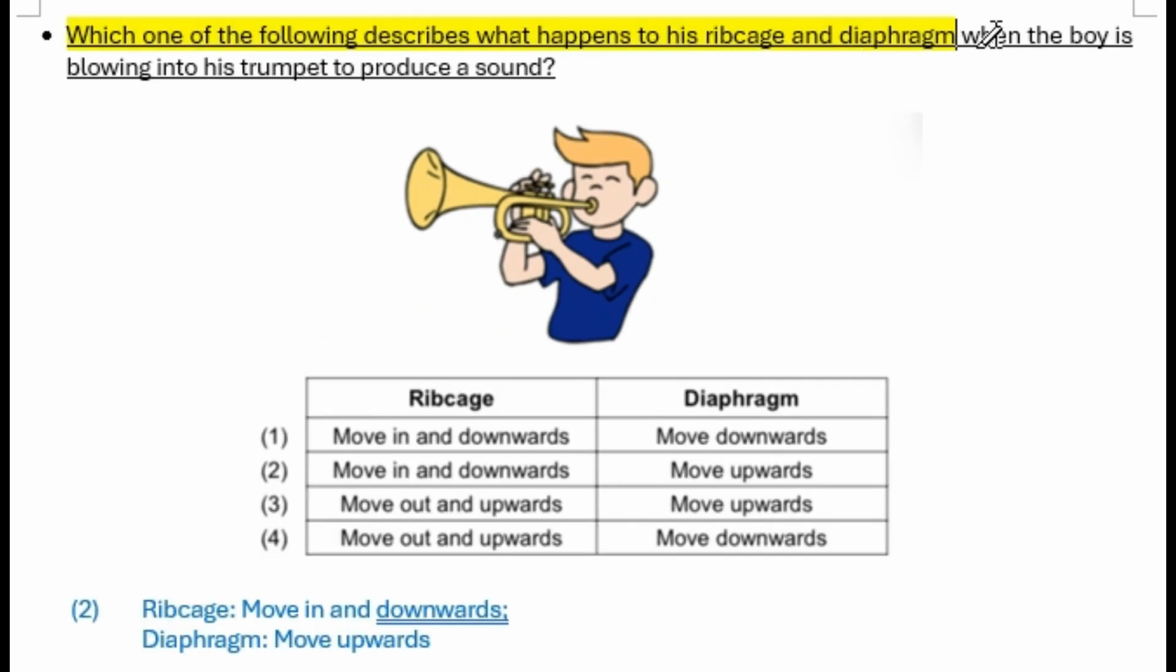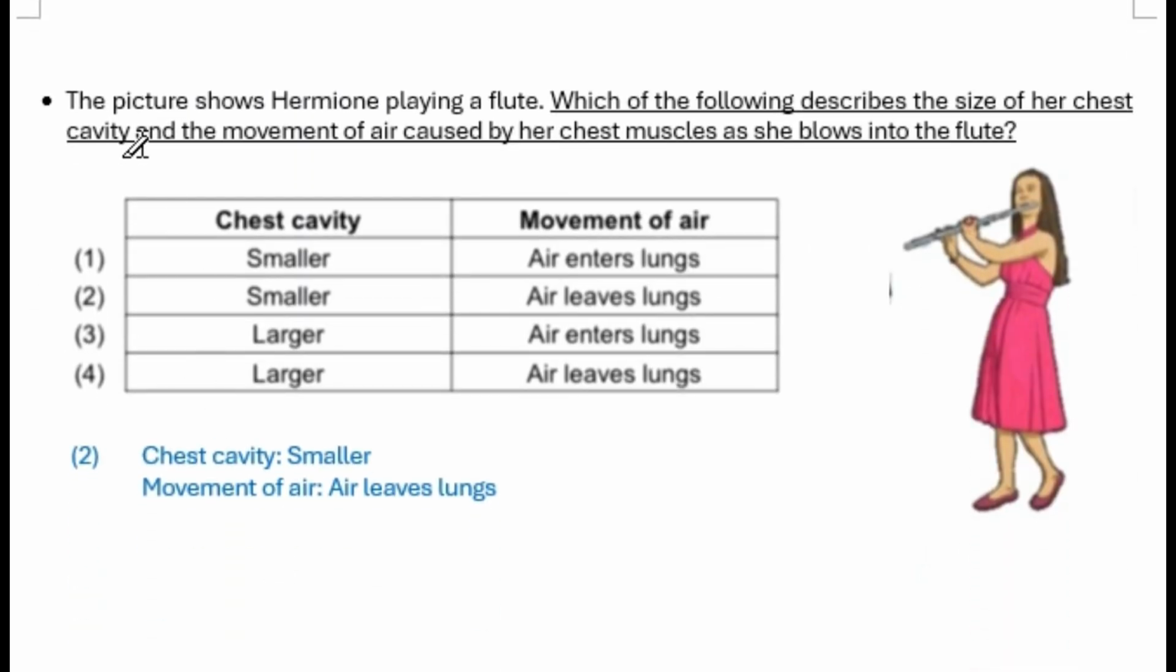Which one of the following describes what happens to his ribcage and diaphragm when the boy is blowing into his trumpet to produce a sound? 2. Ribcage, move in and downwards. Diaphragm, move upwards.